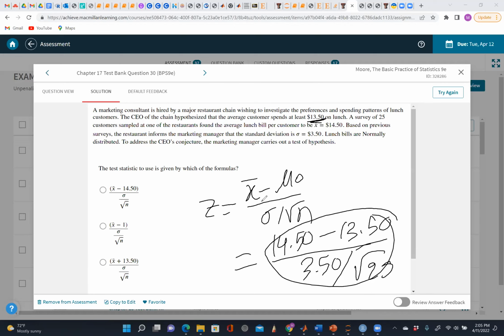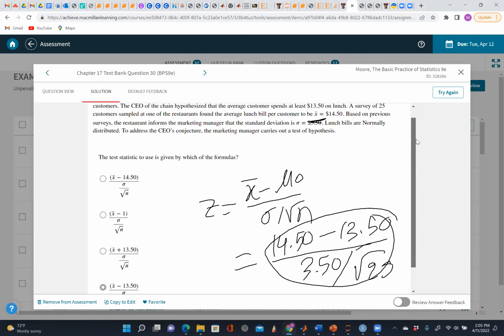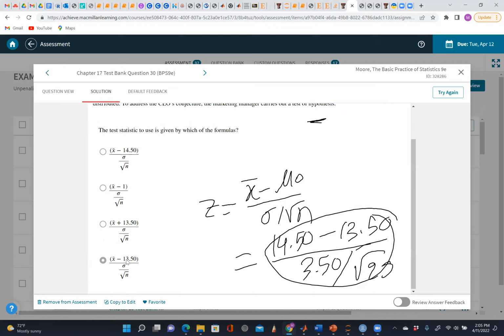Let me check what answer options we have. Yes, X bar is this one. So the correct answer will be X bar minus mu 0, where mu 0 is 1350, divided by sigma over the square root of n. So this is actually X bar minus 1350. That means this is the correct answer.